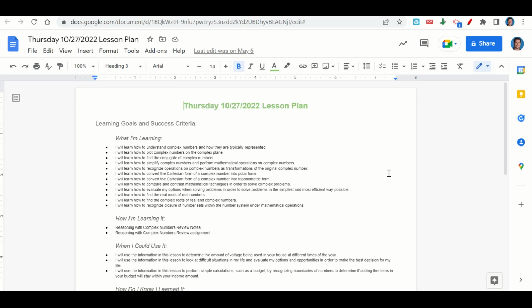To determine the amount of voltage being used in your house at different times of the year, to look at difficult situations in your life and evaluate your options and opportunities in order to make the best decision for your life, and to perform simple calculations such as a budget by recognizing boundaries of numbers to determine if adding the items in your budget will stay within your income amount.